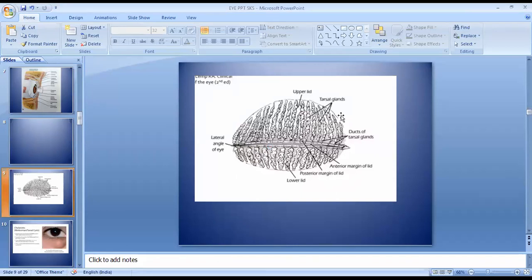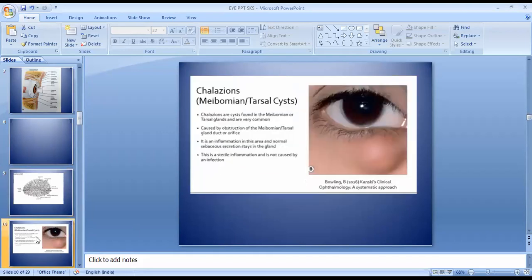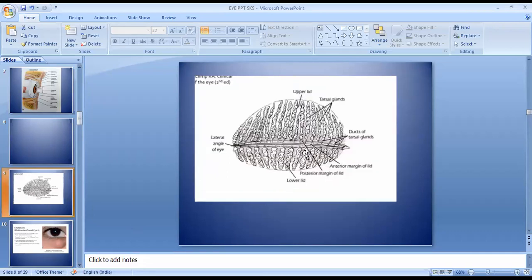And if these secretions are somehow blocked, or the mouths of the glands are inflamed by bacteria, then you can see this kind of swelling. This is called a chalazion, or meibomian or tarsal cyst. It is not over here, but deep inside the gland. Somewhere in these glands, if it gets inflamed, it gets swollen over here.